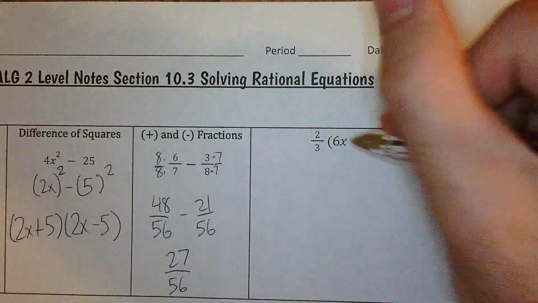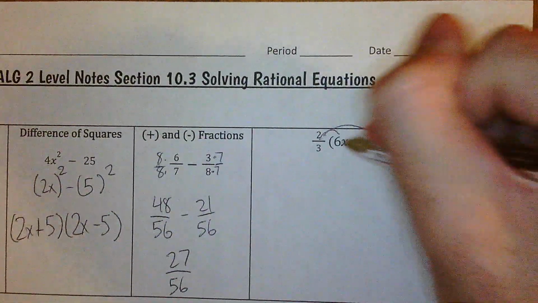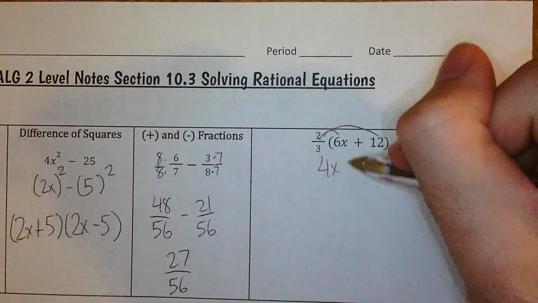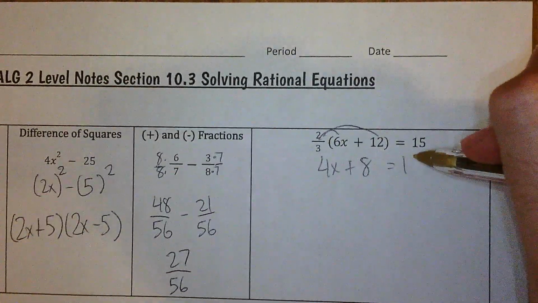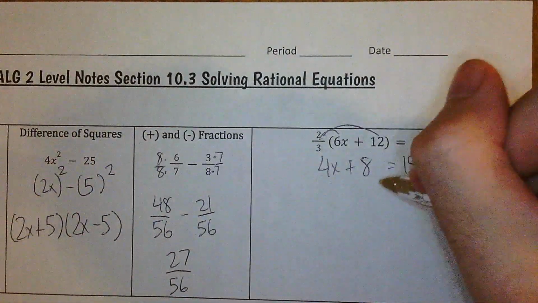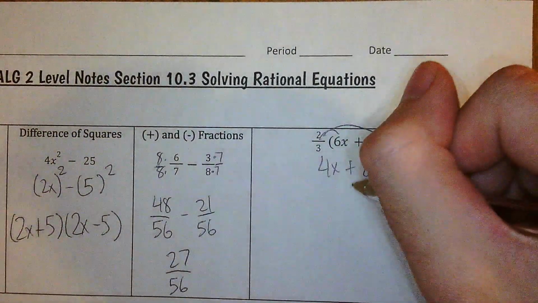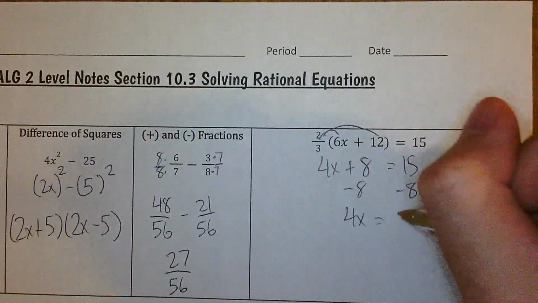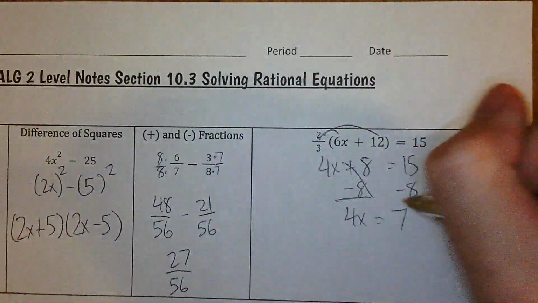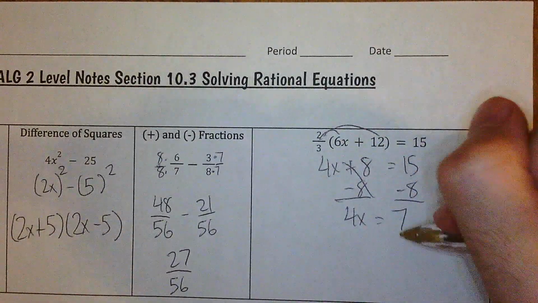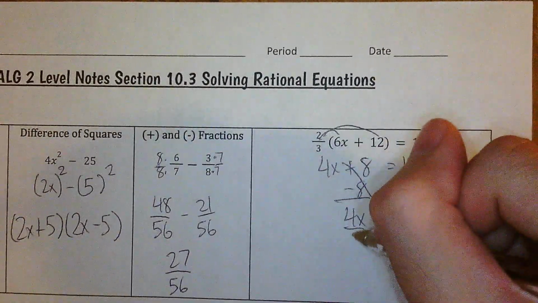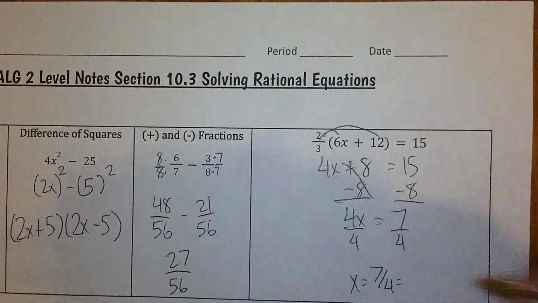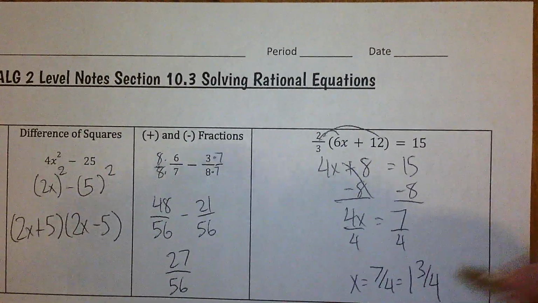And now solving for x, I'm going to distribute 2/3. We're going to get 4x from the 2/3 of 6x. And we're going to get 8 from 2/3 of 12. I did not change the right side. I'm going to subtract 8 to isolate our x's. We have 4x equals 7. Isolate x by dividing by 4. We have x equals 7 over 4. Or 1 3/4, if you prefer.